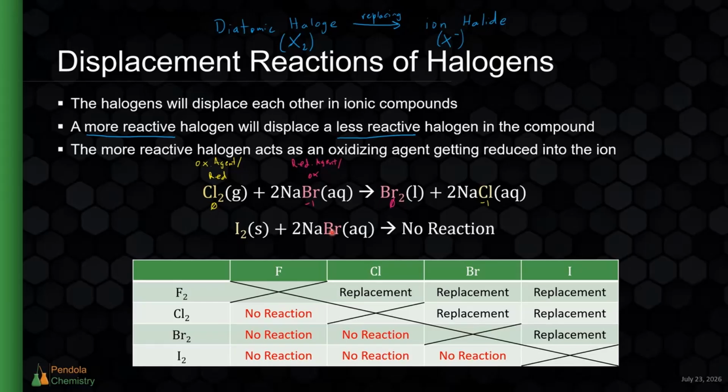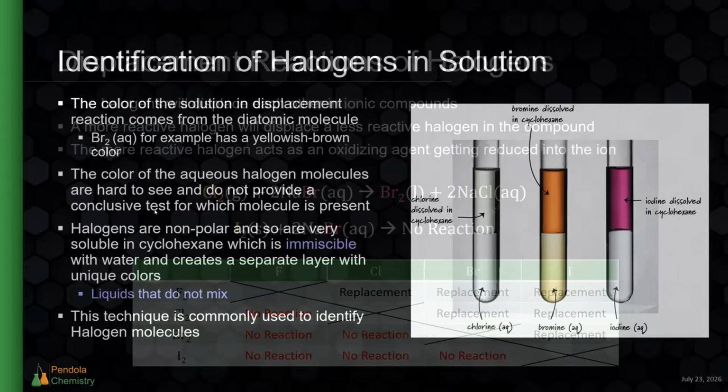So this is important to know, and this is actually a very common thing that comes up on the AICE exam: to see whether you can not just figure out whether two halogens will replace each other, but also explain why. Let's keep going here.